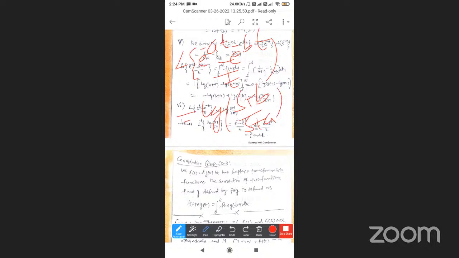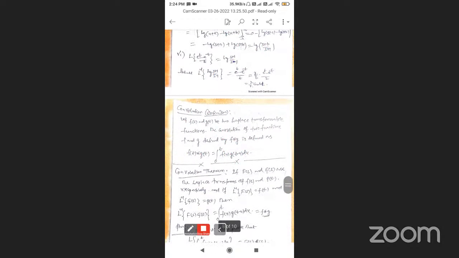Now what question did he give? The sixth question, an application: Laplace transform of (e power of minus t minus e power of t) by t. That means a is equal to 1, b is equal to 1, apply the above. That is the sixth problem. Log of (s plus 1) by (s minus 1).